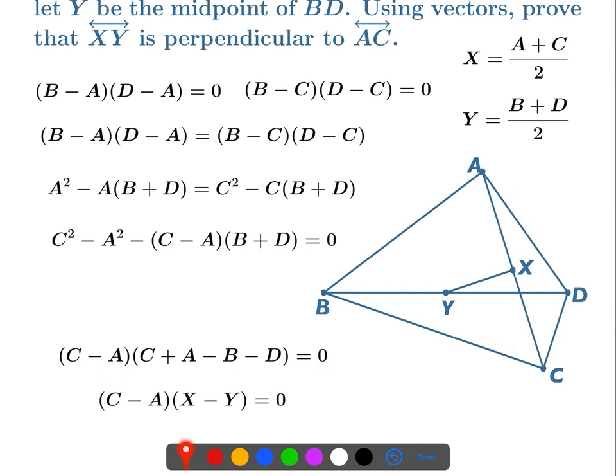So I get C minus A, and then divided by 2, I'll have X minus Y equal to 0 here, and this is a dot product, so C minus A dotted with X minus Y equals 0. So this is the vector AC, and this is the vector from Y to X, and so those are perpendicular, and that's giving us that this line XY and this line AC are perpendicular, like we wanted. So we've shown that XY is perpendicular to AC, and that finishes this problem.